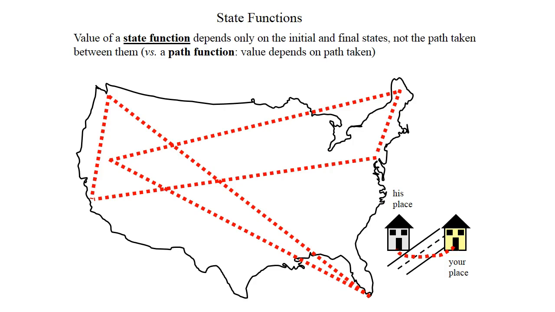So the distance between the two houses is a state function. The distance you traveled to get from your house to his house is a path function. Now, the reason why all of this matters is because change in energy and change in enthalpy as well, and some of the other thermodynamic concepts we're going to talk about are also state functions. And so change in energy is a state function.